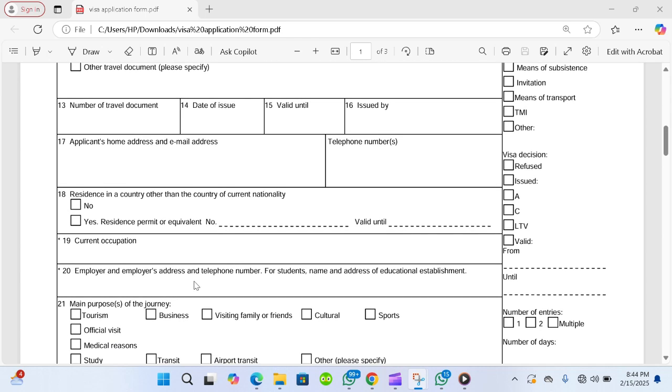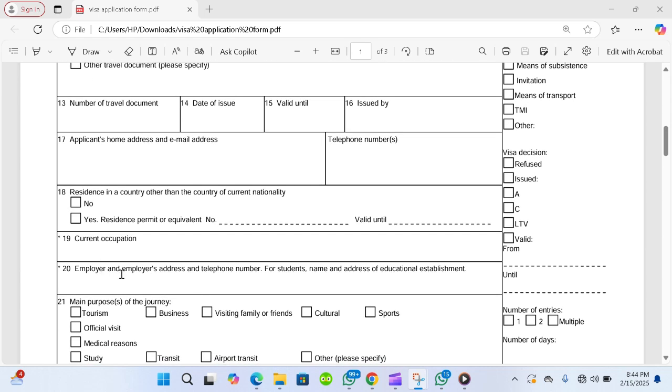Number 20, employer and employer's address and phone number. For students, name and address of educational establishment. Here you write your employer's full name and your employer's address. You also write your employer's phone number. But for students, you write the name and address of your school here.